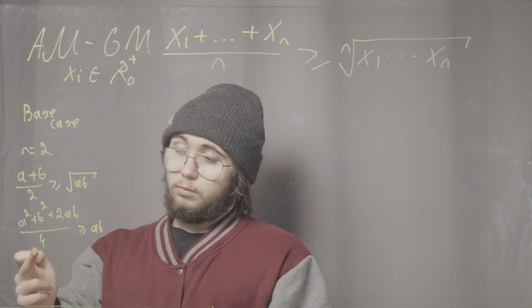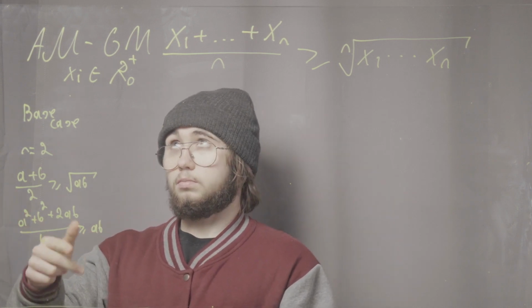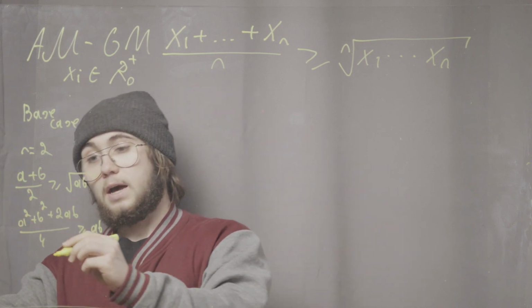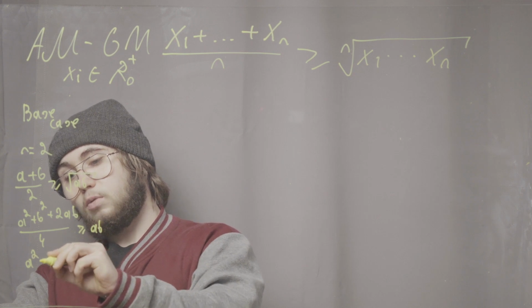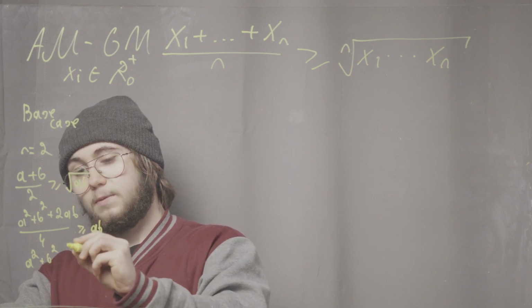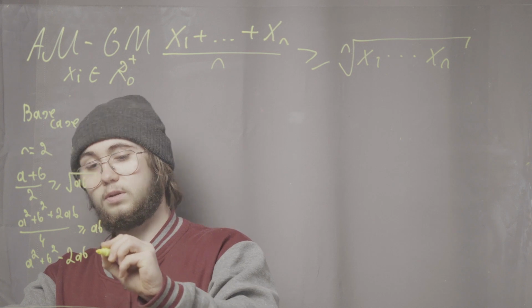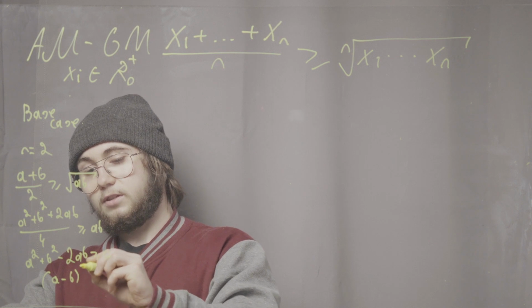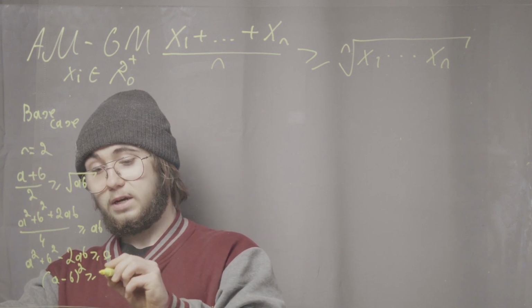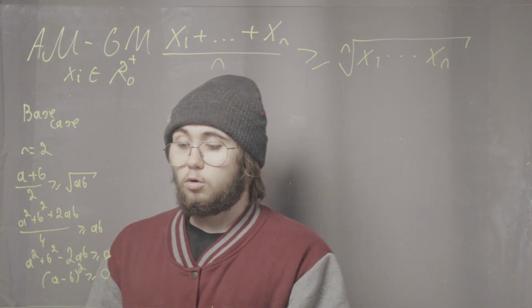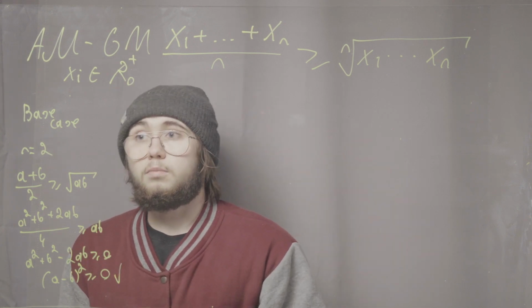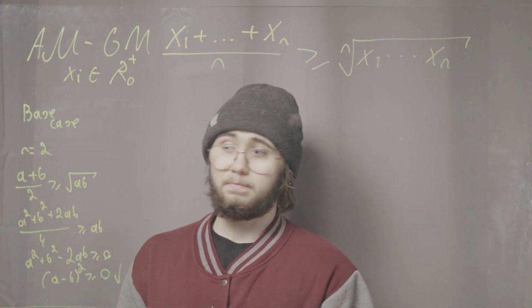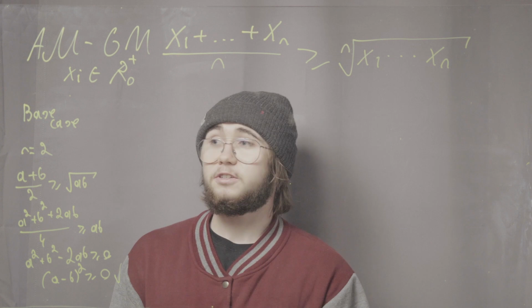And so now, after multiplying both sides of the inequality by 4 and then subtracting 4 times ab from both sides of it, I will get a squared plus b squared minus 2ab, which is supposed to be greater than or equal to 0. The left hand side is actually equal to (a minus b) squared, so it is always true for all real numbers a and b. Lovely. Yeah, beautiful. So the base case is achieved.